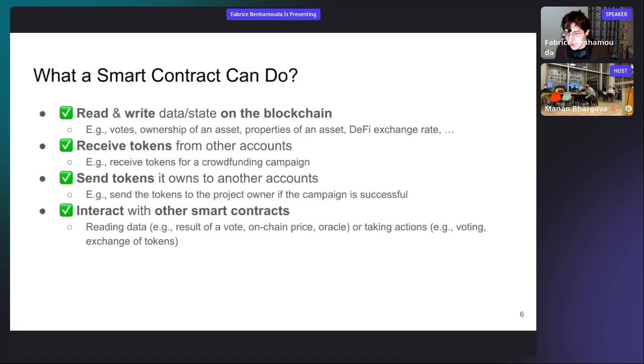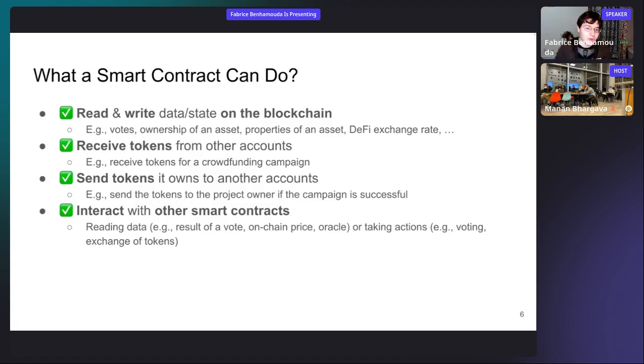So I guess the first question you may ask, if you dive a little bit deeper, is what can a smart contract actually do? The simplest thing that a smart contract can do is read and write data on the blockchain. So a smart contract can really use the blockchain as a place to store data and to read it. What it can store, for example, is votes, ownership of an asset, like I own this car or this NFT, if you heard of those, properties of an asset, like this car is red, and exchange rates between two tokens, between the USD and the Ether or something like this, and so on.